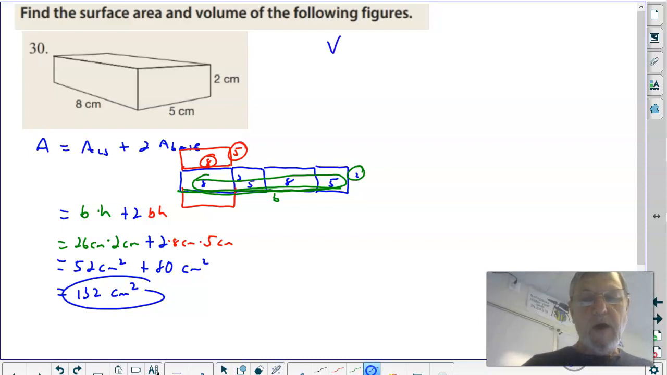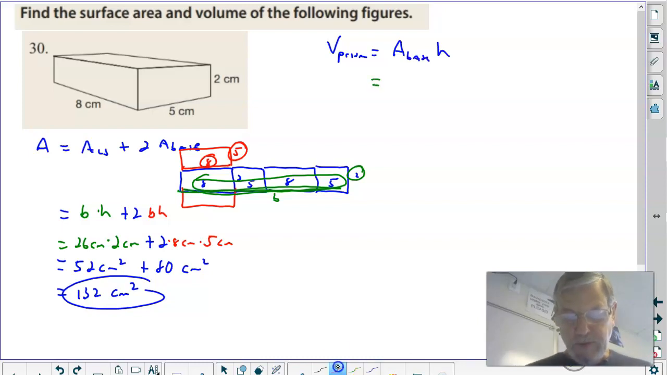Okay, volume of a prism. Again, it has two bases, so it's just going to be area of the base times the height. Here, let me do this in red. What is the base? It is a parallelogram, so it's going to be base times height. You could think length times width. And then you got to be careful here. This is the height of the whole prism. So I'll use some color and help you out here.